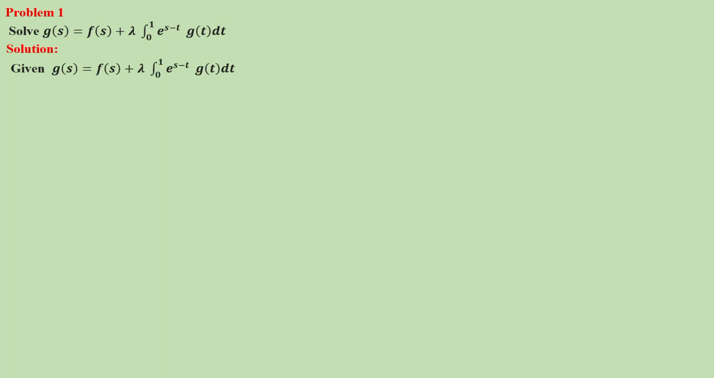So, first problem based on the iterative method, successive approximation method, right? Solve g(s) = f(s) + λ ∫₀¹ e^(s−t) g(t) dt. So the given equation is g(s) = f(s) + λ ∫₀¹ e^(s−t) g(t) dt, that is equation number 1.